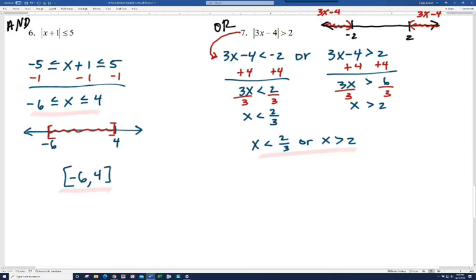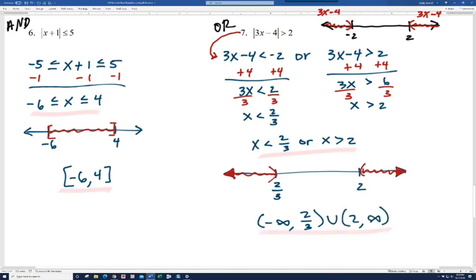We're going to have two areas outside of two numbers, or our solution will include what's outside of two numbers. If you graph this, x is less than 2/3. We're shading everything to the left of 2/3 on the number line, and we're shading everything to the right of 2 on the number line. And so our solution is -infinity to 2/3 union 2 to infinity. All right, and so that's it for this video.